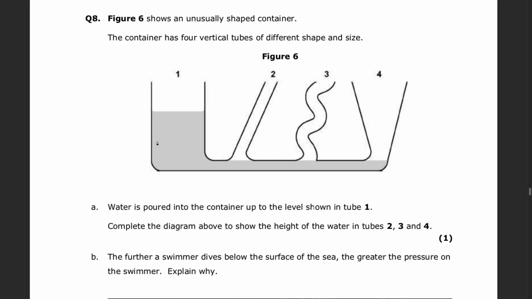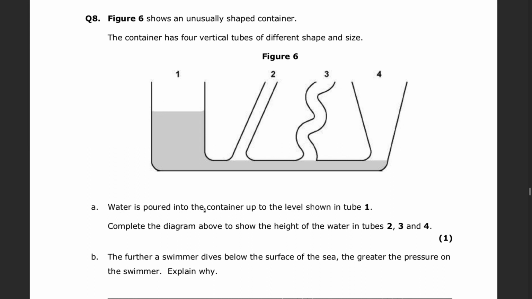We will be skipping question 7 because that is about the topic moments that we have not covered. Question 8. Figure 6 shows an unusually shaped container. The container has 4 vertical tubes of different shape and size. Here we have the container and the 4 different shapes.